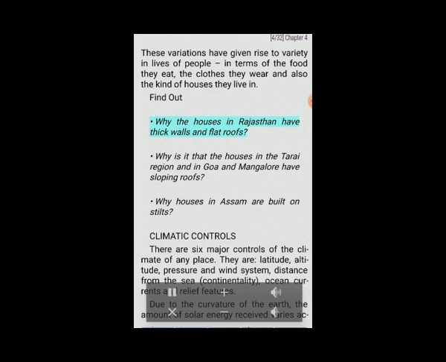Find out why the houses in Rajasthan have thick walls and flat roofs. Why is it that the houses in the Terai region and in Goa and Mangalore have sloping roofs? Why are houses in Assam built on stilts?